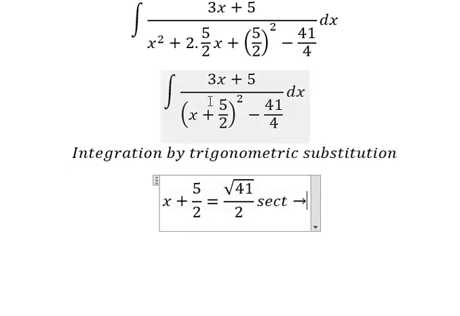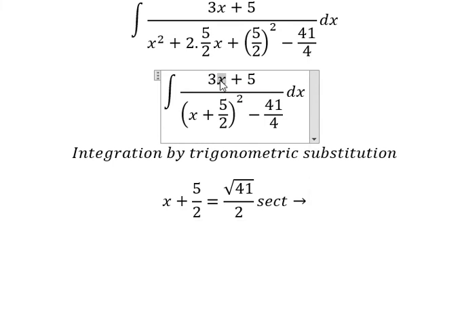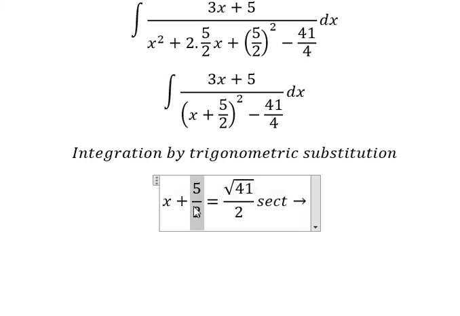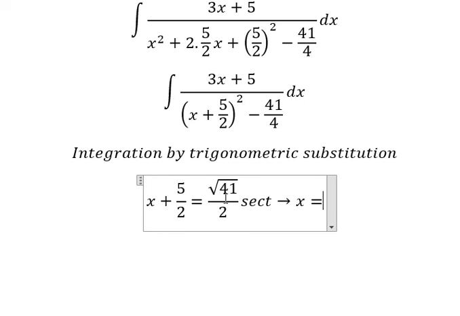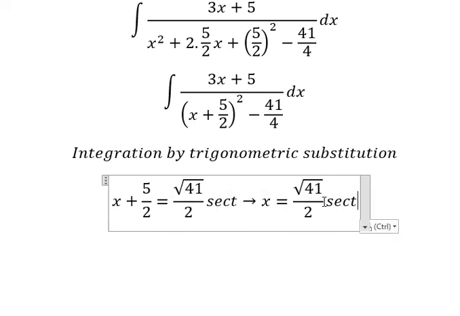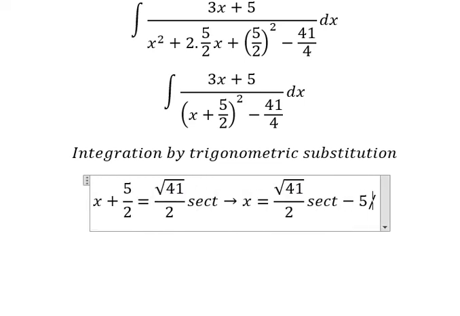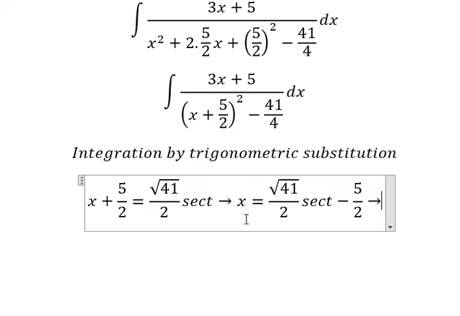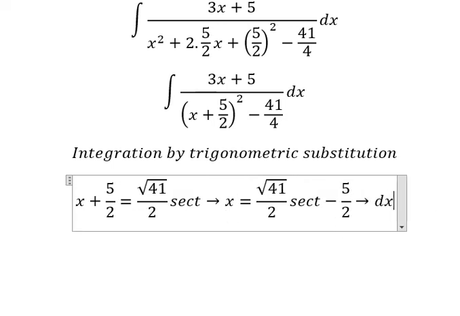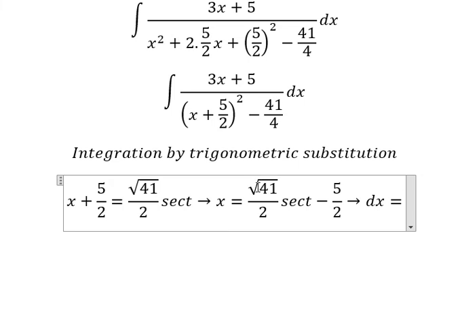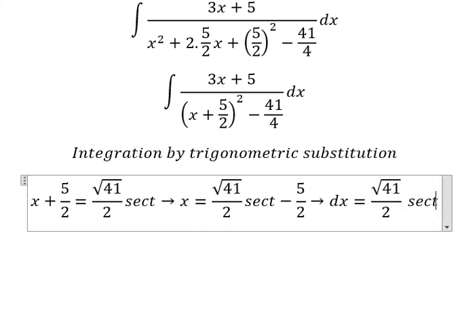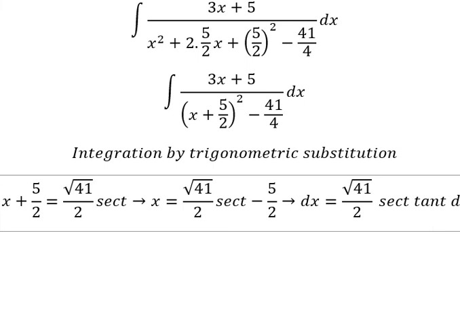Next, because we still have s in here, so we put 5 over 2 to the right, and you got negative 5 over 2. Later we do first the derivative for both sides. You got the ds equals to the square root of 41 over 2 secant of t tan t dt.